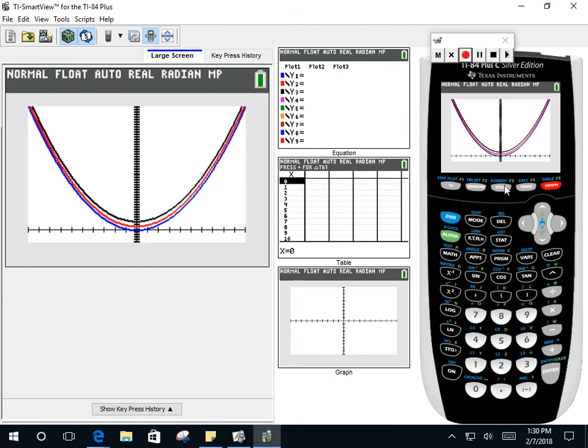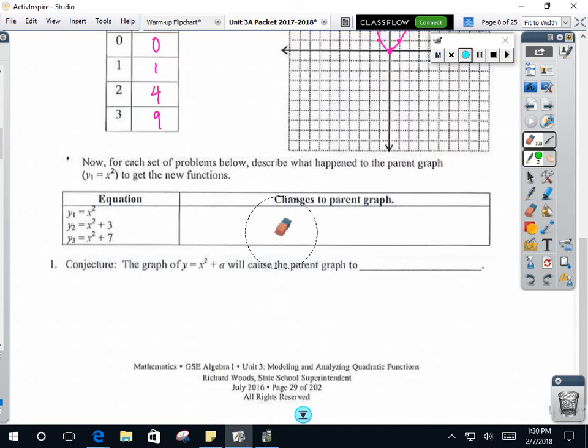Okay, so over here in this block, you are going to write, and I'm just going to draw arrows, the x squared plus 3 causes the vertex to shift up 3. The vertex shifts up 3 units. Okay, y equals x squared plus 7 causes the vertex to shift up 7 units.